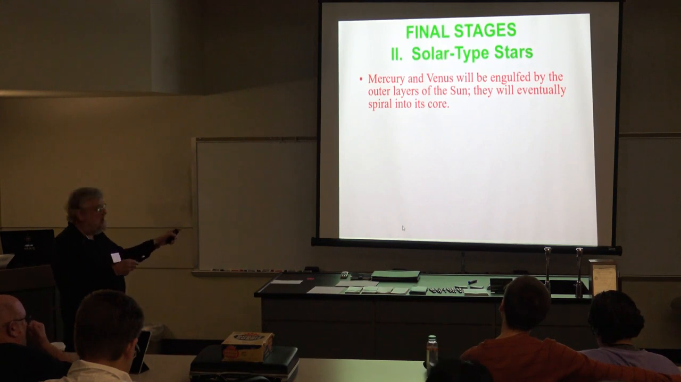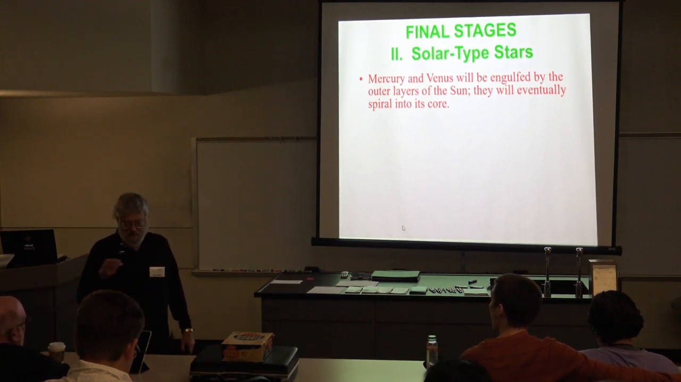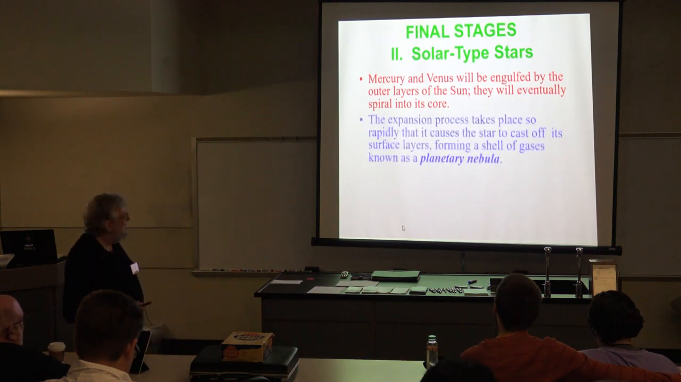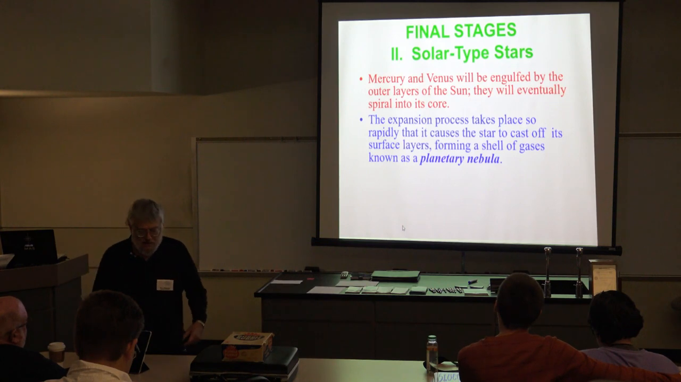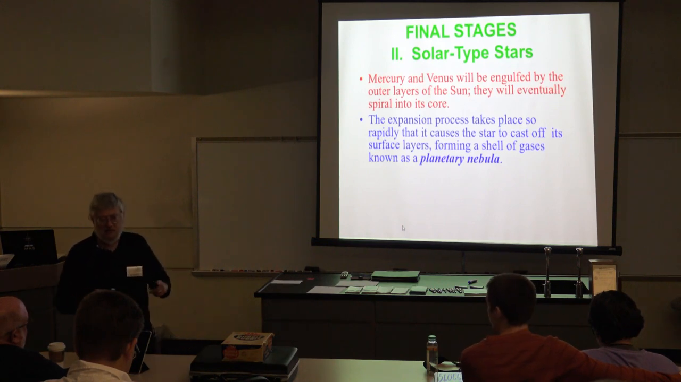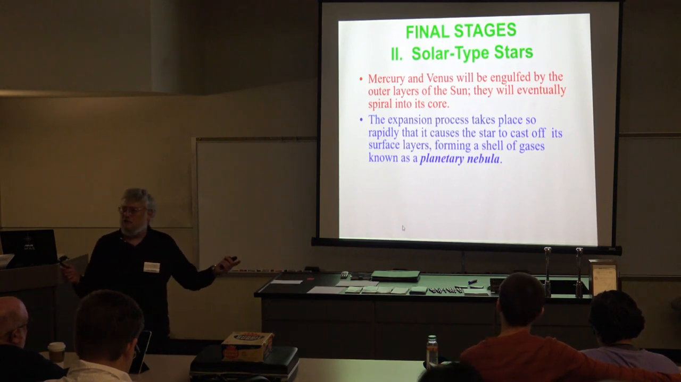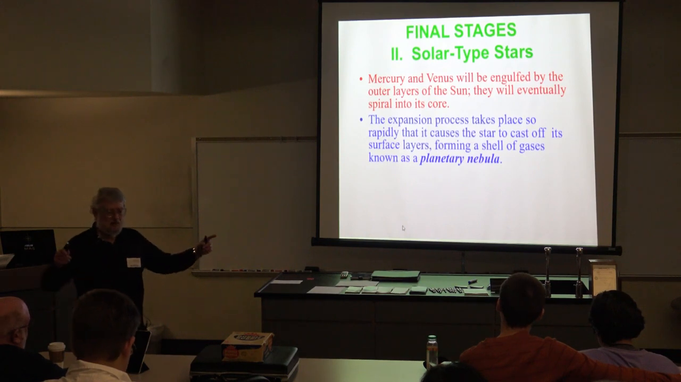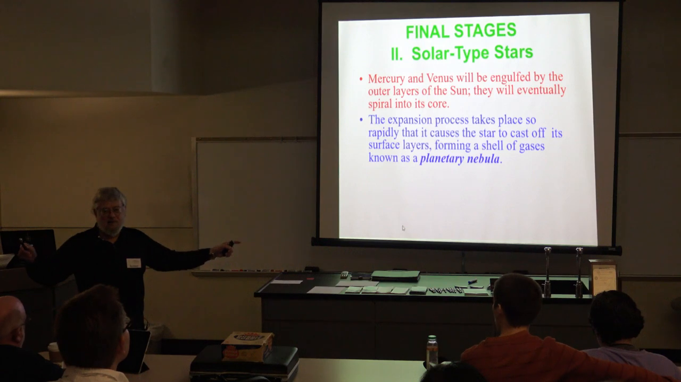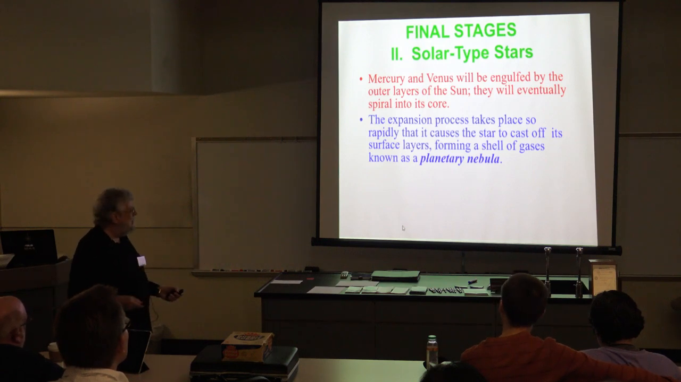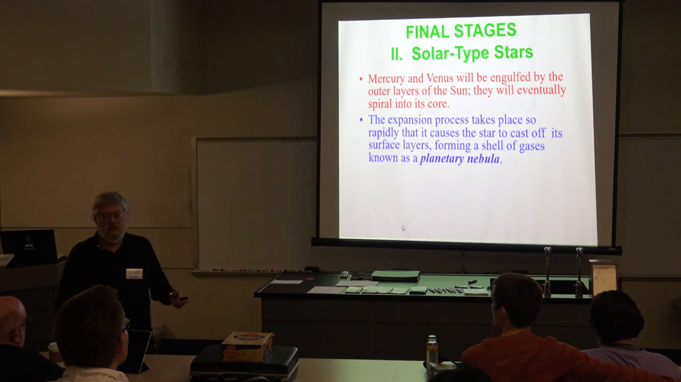Mercury and Venus will wind up inside the outer layers of the sun, and the friction will spiral them into the center. And the expansion of a star to become a red giant takes place so rapidly in astronomical terms that the surface just keeps going. It kind of doesn't know when to stop. It expands and casts off a shell of gases, which we call a planetary nebula.